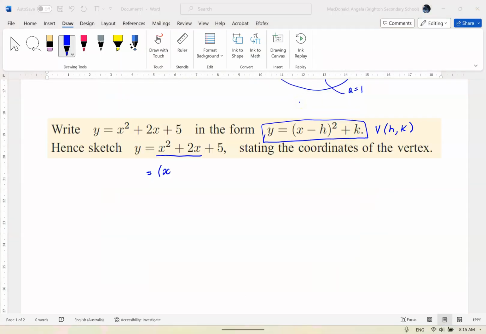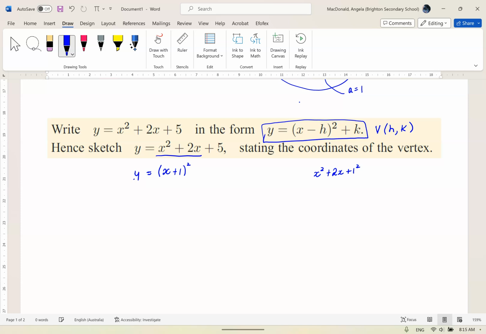And we're back. So halve the 2 and we get plus 1. We're going to realize that when we expand this, we will get an x squared, we will get a 2x, but we will also get the 1 squared, which is 1. So we've technically added 1 to this side.